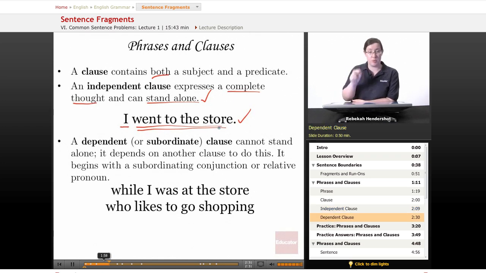A dependent or subordinate clause, we use both names in English, unfortunately, cannot stand alone. It depends on another clause to do this. It begins with a subordinating conjunction or a relative pronoun.